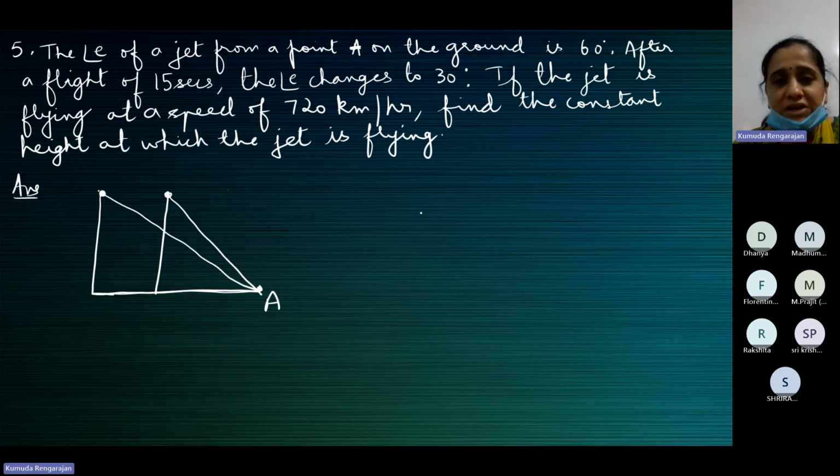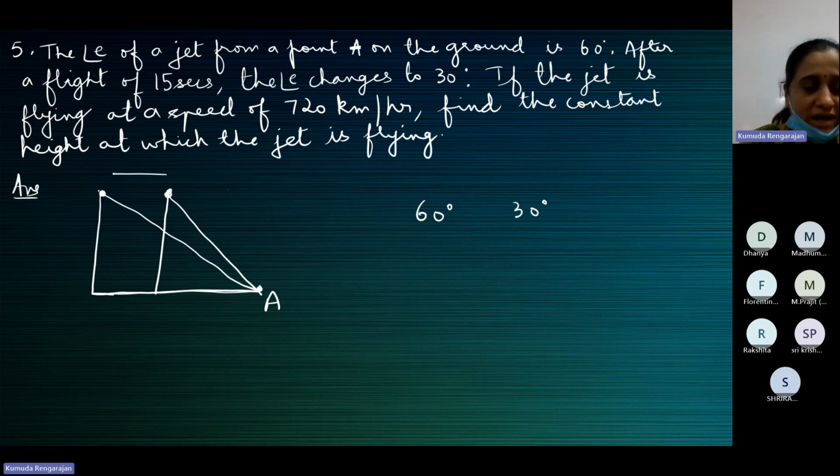Now, since the elevation was first 60 degrees and then 30 degrees, the jet's first position is this one, and then it's moved like this, in this direction. It's moving away from the point A. That's why the elevation is reducing. So first it was 60 degrees, line of sight, horizontal, 60 degrees. Then this is the second line of sight, horizontal, 30 degrees.